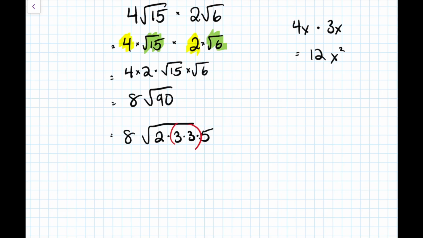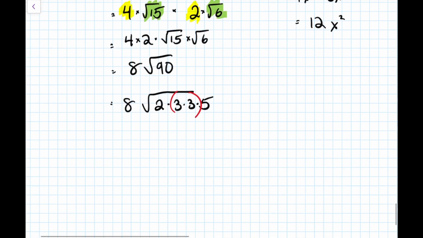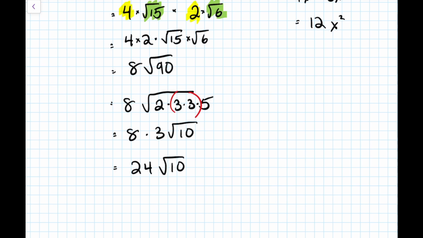Got a pair of 3s, so you're going to pull that out, which is going to give you 8 times 3 root 10. And then remember, we're just going to multiply the 8 and the 3, and so we're going to get 24 root 10. And so there you have it. Those are mixed and entire radicals, and that does finish up the first half of this unit, which was all about prime factorization, factors, and using them to do different things, you know, the greatest common factor, lowest common multiple, and this root stuff.